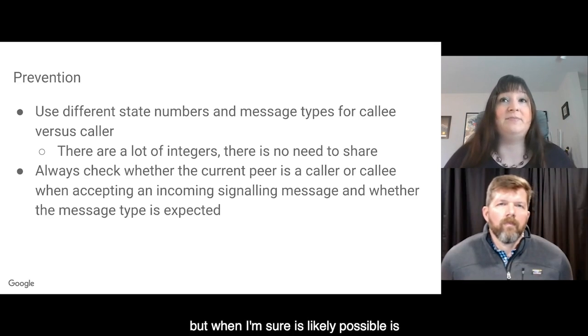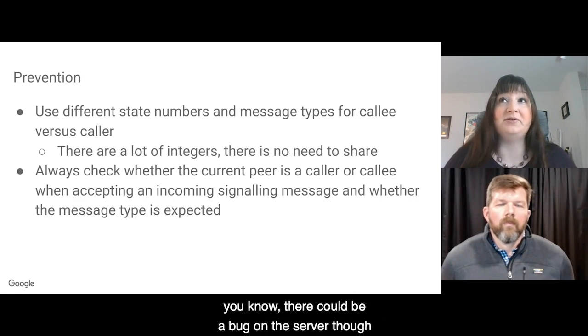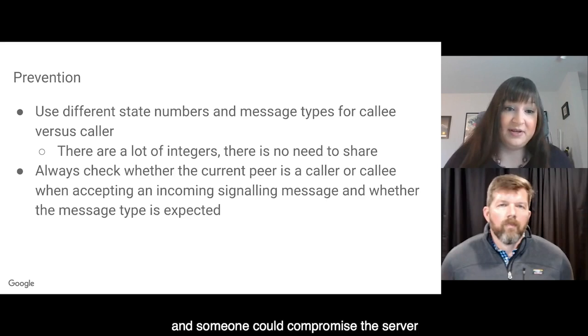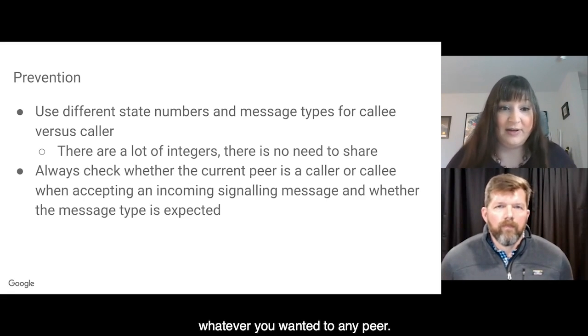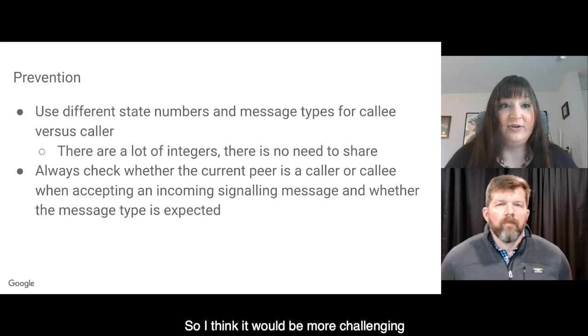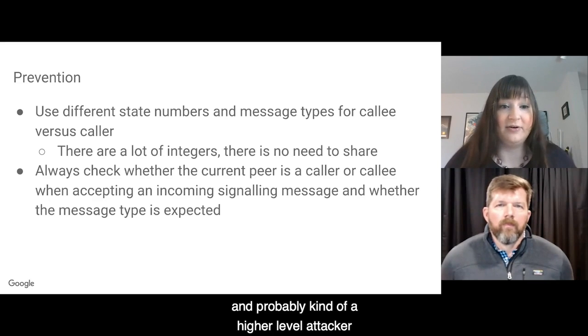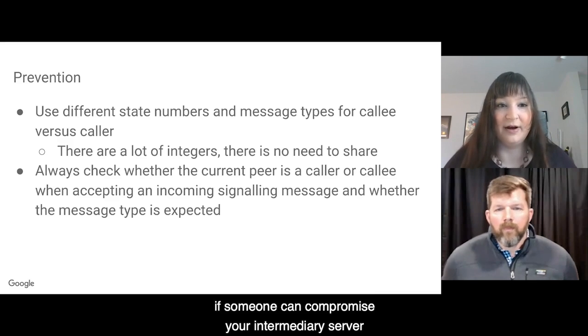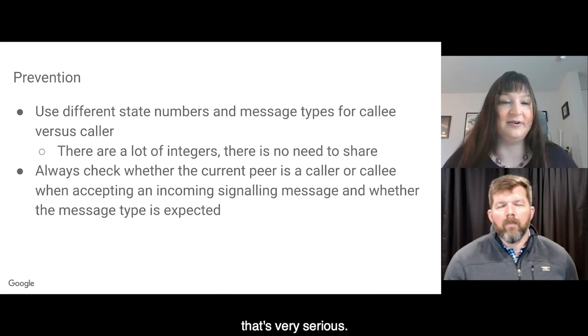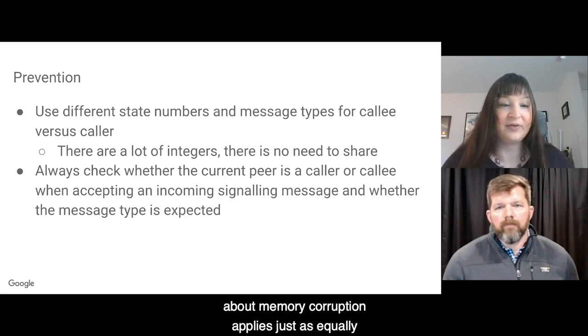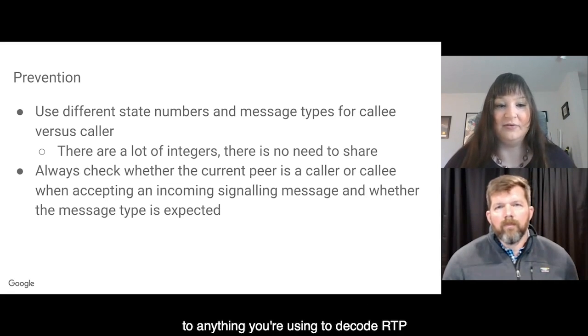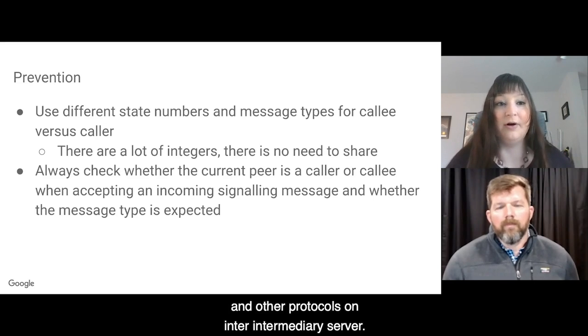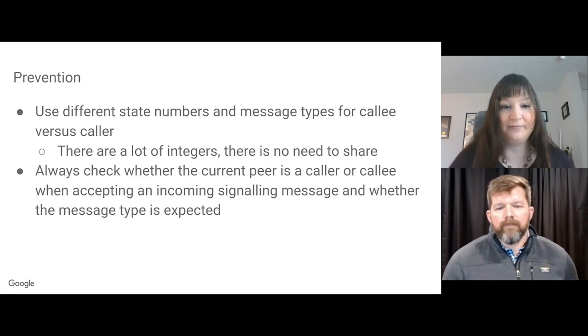What I didn't investigate, but what I'm sure is likely possible, is that there could be a bug on the server, and someone could compromise the server, and then you could basically send whatever you wanted to any peer. So I think it would be more challenging and probably a higher level attacker that would do that sort of thing. But if someone can compromise your intermediary server, that's very serious. So everything I said about memory corruption applies just as equally to anything you're using to decode RTP and other protocols on the intermediary server.